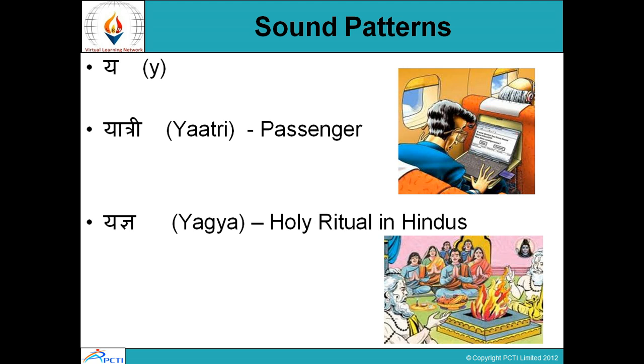Next sound pattern is y. It's y, yatri. Yatri are what? Passengers. Passengers traveling in aeroplane, train, buses, anywhere, they are called passengers. Passengers are yatri. The people traveling, the tourists, the people traveling through train, bus or anywhere, are called passengers. Yatri.